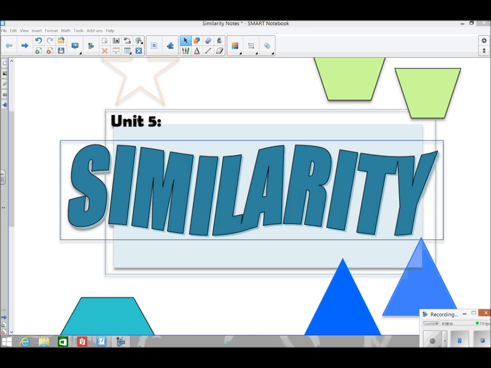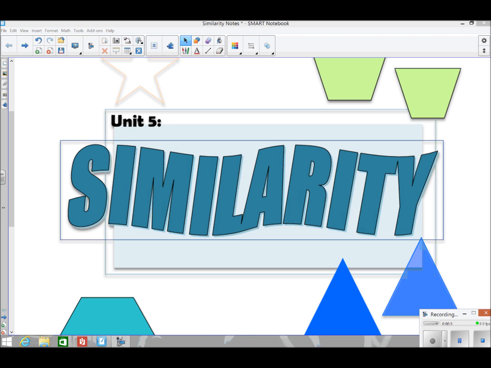Hi guys, so we're going to start Unit 5 today, which is Similarity. Just to give you an idea of what I mean when I say similarity, shapes that are the same are going to be similar figures. They can be different sizes, but they have to have the same shape. It's kind of like a less specific version of congruence. Congruence means you've got to have same shape and same size. Similarity just means same shape.